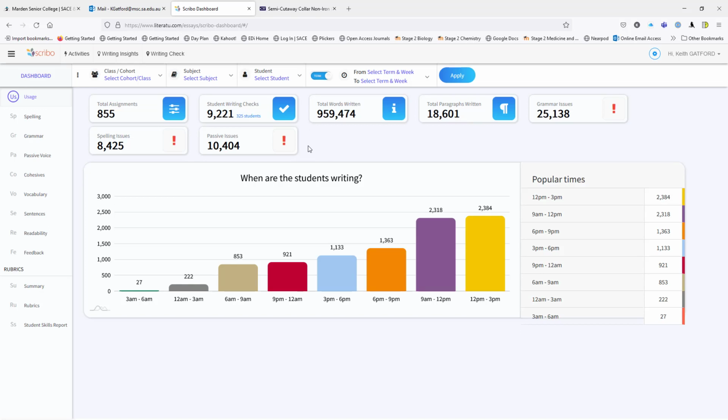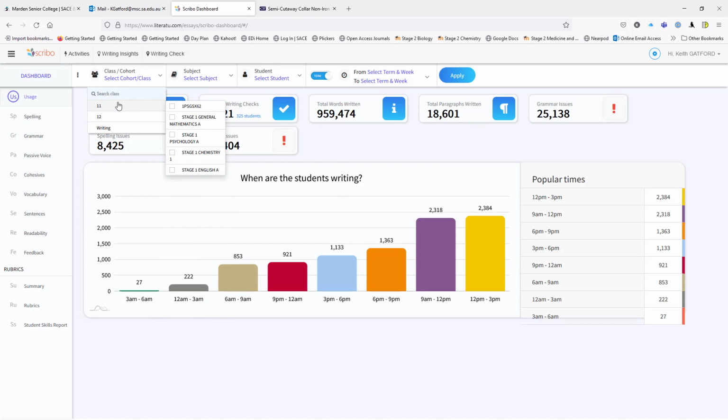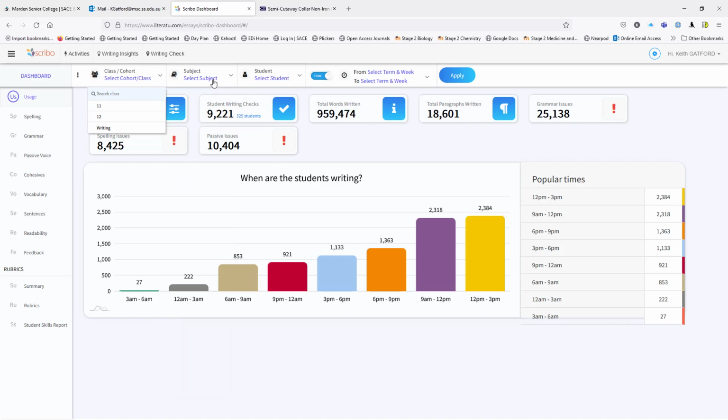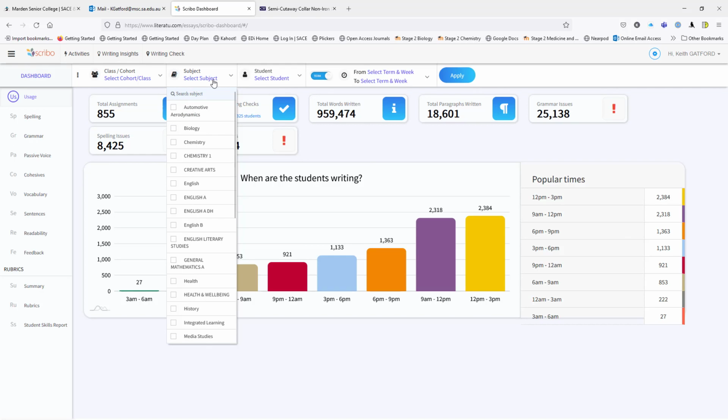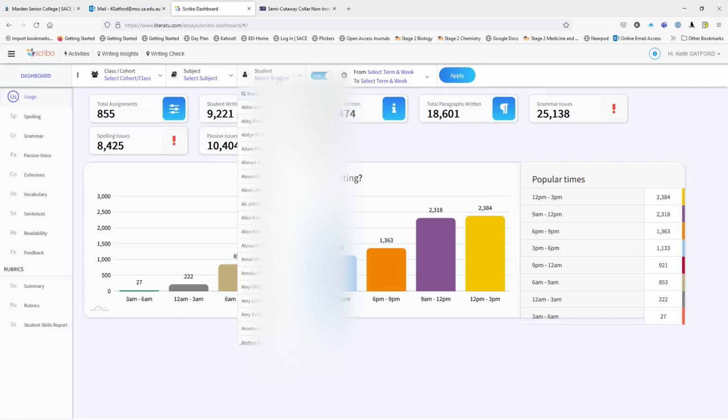If you want to dig a little bit deeper, then you can select the particular class or cohort. So if I click on here, you can see I can choose year 11 or year 12, and it lists the classes that are listed under year 11 or year 12. Similarly, I could go for a specific subject. So I could just go for chemistry. So select all chemistry students, whether they're in year 11 or year 12. Or I can actually select an individual student if I want to see what an individual student's been doing.